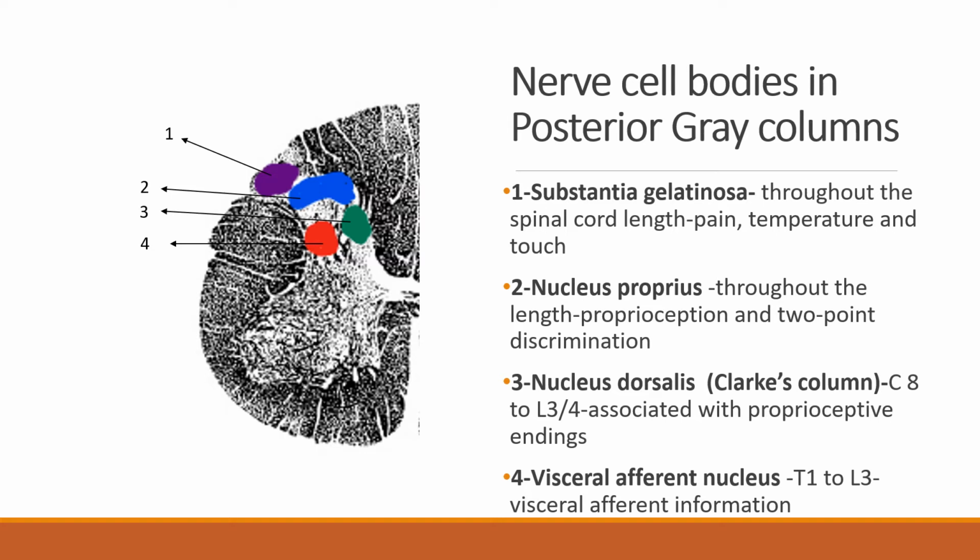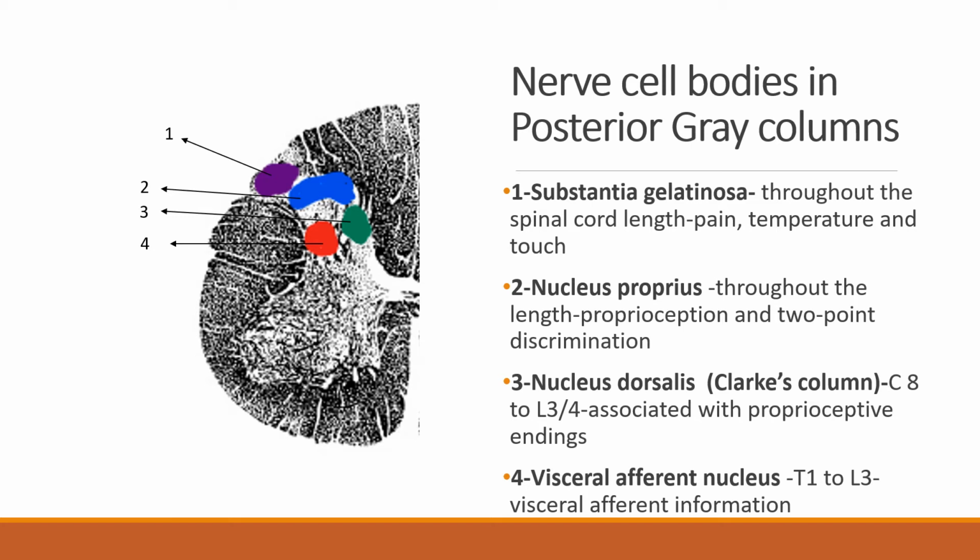Now in this slide you could see the arrangement of neuron cell bodies in the posterior gray column. And you could see there are 4 neuron cell body groups present in posterior gray column. We'll discuss these gray columns in detail when we go to the ascending tracts. For now, we'll just know their names. The first one, which is colored purple, is the substantia gelatinosa. Now this one is going to extend throughout the length of the spinal cord and is responsible to receive the sensation of pain, temperature and touch. So you have to remember that it is present throughout the length of the spinal cord.